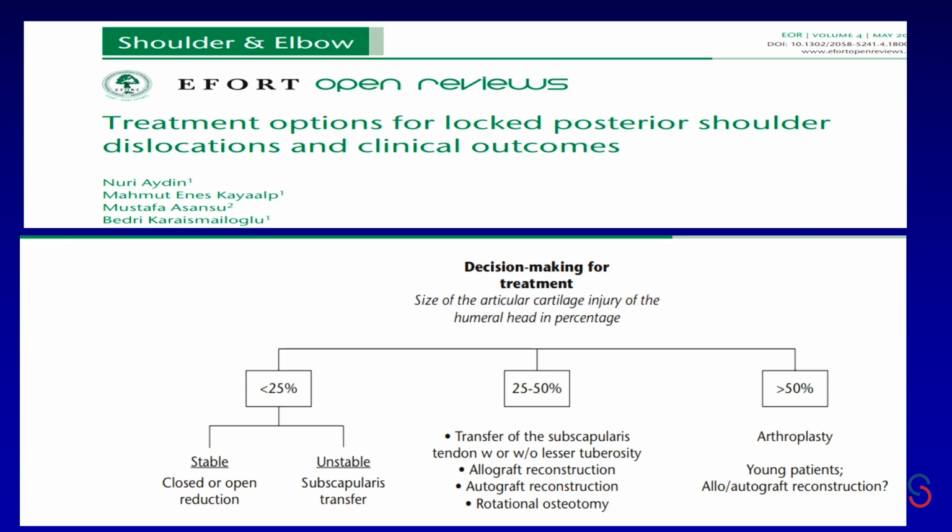This is the gray area, because most of the patients we get are between 25 to 50%. So here we have to go for some bony procedure, because with the subscapularis transfer you can't fill the bone defect. So you go for lesser tuberosity osteotomy and you can fill the defect. Rotational osteotomy has been described in the literature, few of us do it. And if your bone loss is more than 50%, you have two options: in an elderly patient you can plan for arthroplasty, but in young patients either an allograft or an autograft reconstruction.